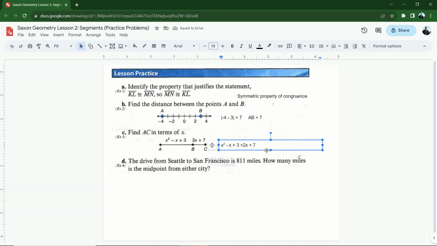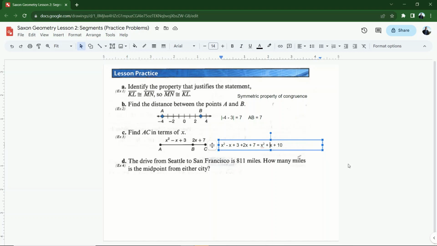Okay, so I can simplify this by combining like terms. X squared does not have a like term, so I'm just going to bring over x squared. And then we're going to have what? Minus x plus 2x is plus x. And then plus 3 plus 7 is going to be plus 10. Let me just double check that, make sure I've got that right. X squared plus x plus 10.